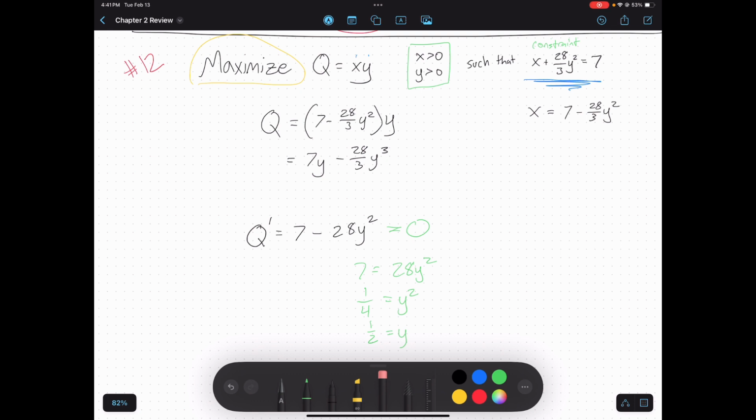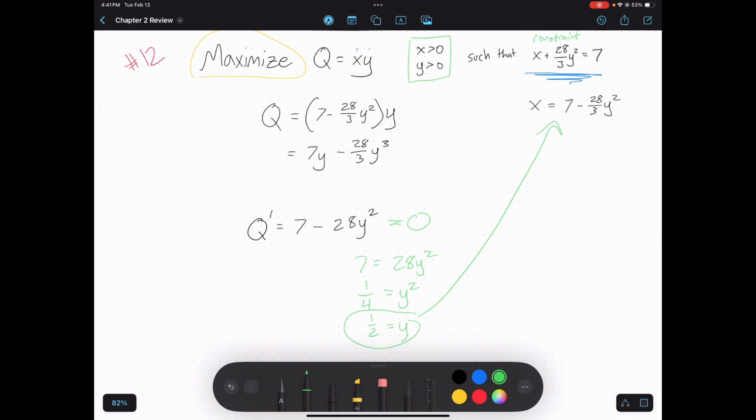To figure out what x is, I can just plug this in to this function, and that'll give you what x is. So that's my basic process for optimization. Write out your equation. Before you take the derivative, make sure it's all in terms of one variable. If it's not, figure out what your constraints and limitations are, and use those to get it all in terms of one variable.